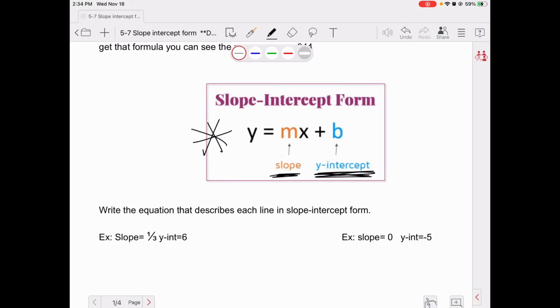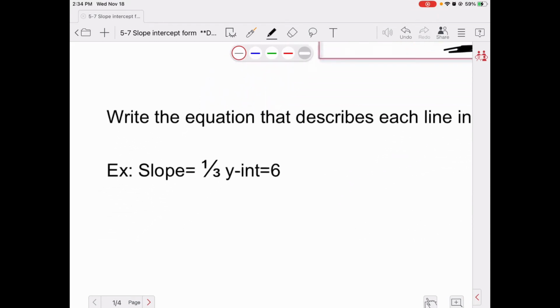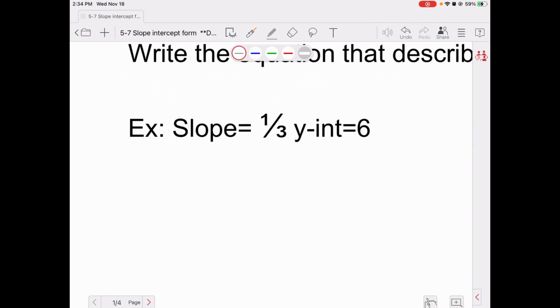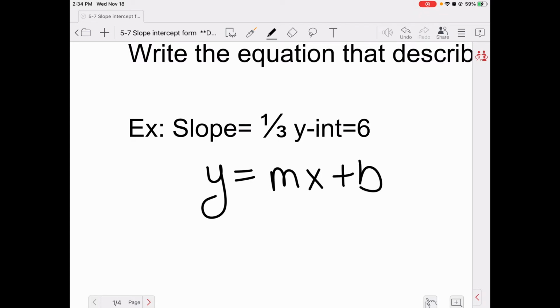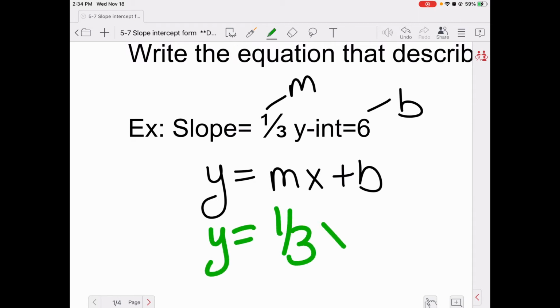So if I'm given the slope and I'm given the y-intercept, I can write an equation to describe each one. So I have the slope 1/3 and the y-intercept 6. So again, my form is y equals mx plus b. I know that slope is m and y-intercept is b. So instead of writing m, I'm going to write 1/3. And instead of writing b, I'm going to write 6. So this is the equation of my line. Okay? And we're going to learn several different ways to get the slope and to get the y-intercept, but if they just straight up give it to you, you just plug it in. Okay?